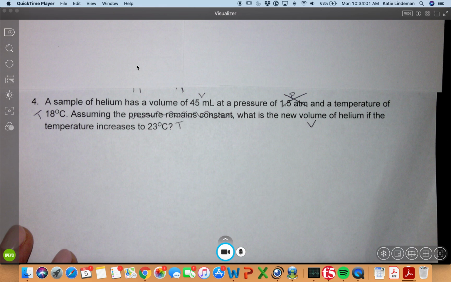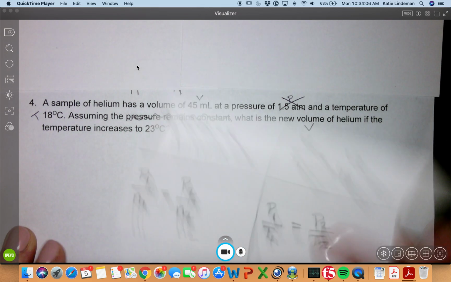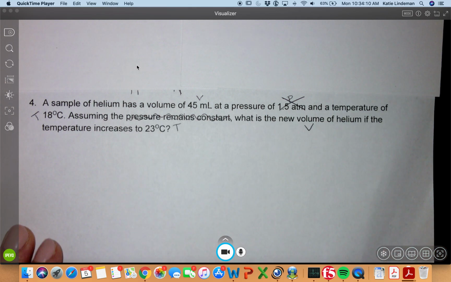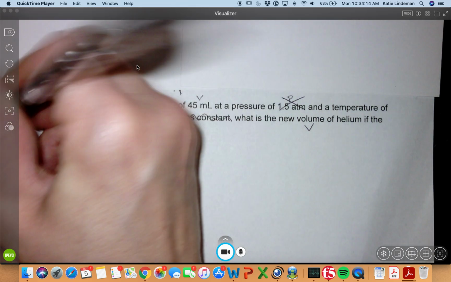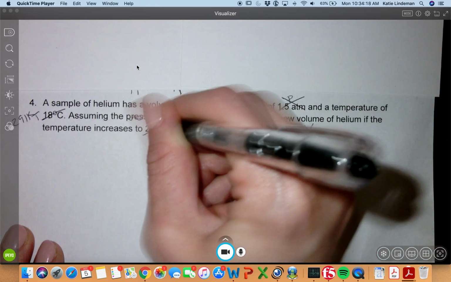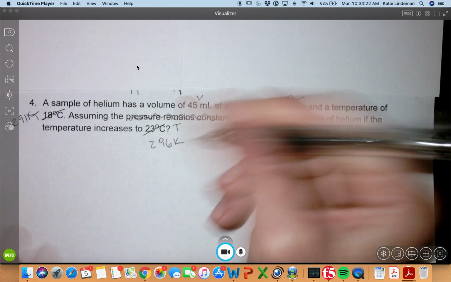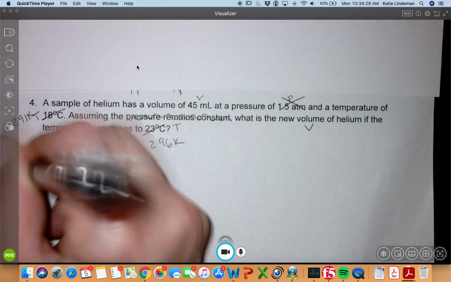Okay, so I do have temperatures in degrees Celsius, so I need to use my conversion. So I'm just going to add 273 to each of those values. So 18 degrees Celsius becomes 291 kelvins. 23 degrees Celsius becomes 296 kelvins. And now I can go ahead and just organize my variables.